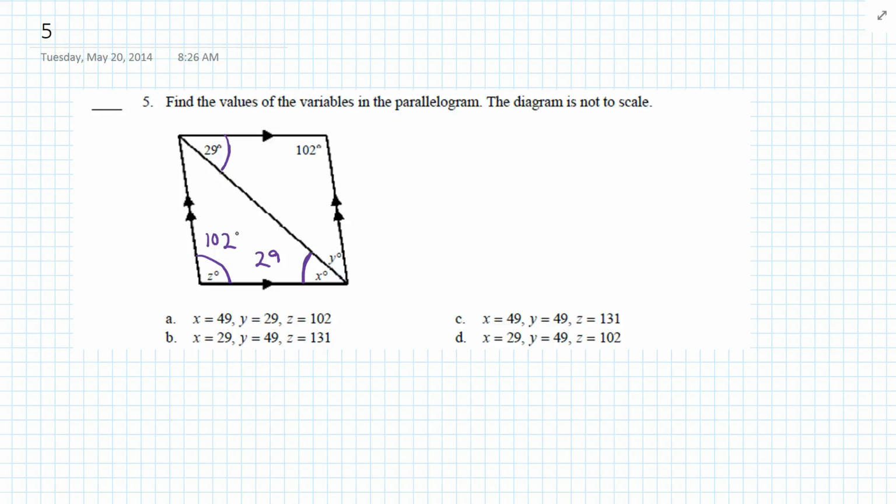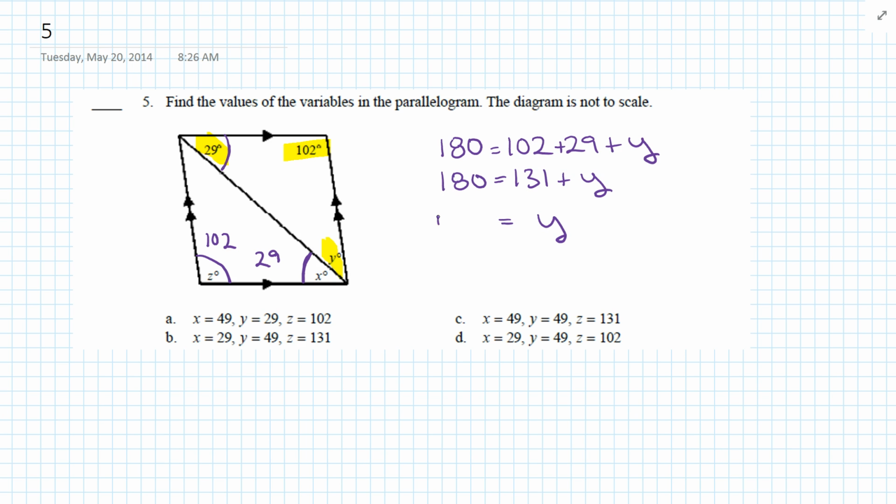Okay. Now, it's a little tricky on this one, but what do we know is true? We can do this two different ways. What do we know is true about the three angles of a triangle? They must be the sum of 180. So 180 must equal 102 plus 29 plus y, with 129 accounted. So 180 must equal 131 plus y. So y must equal 49. So x is 29, y is 49, and z is 102. Our answer is D.